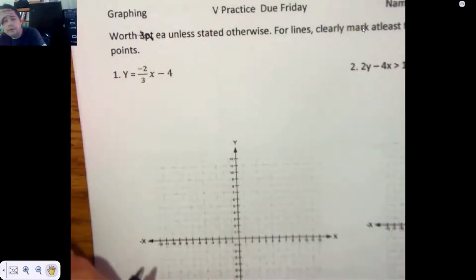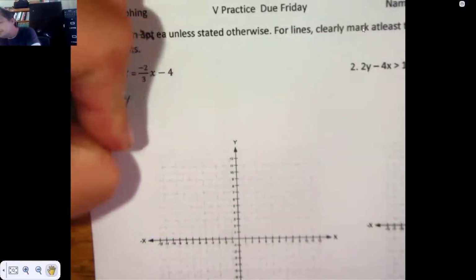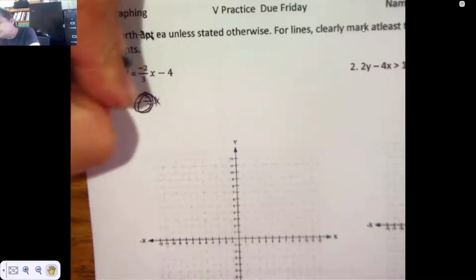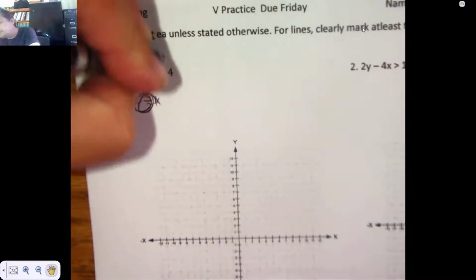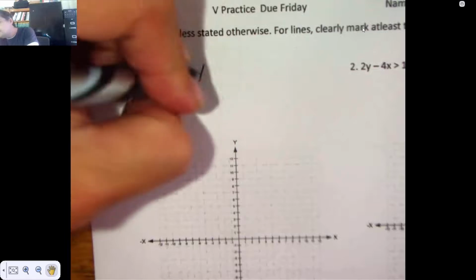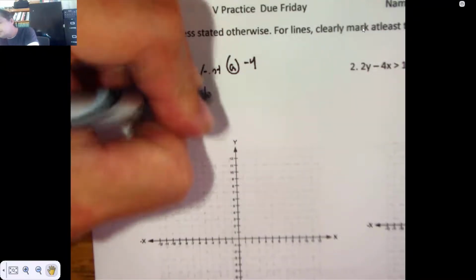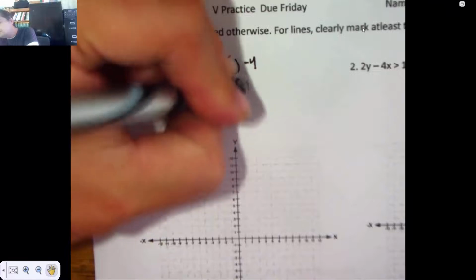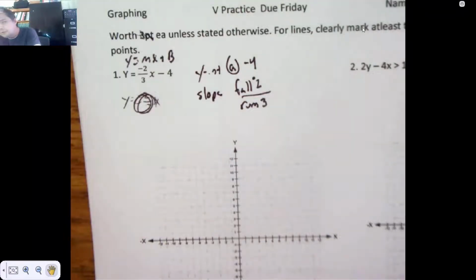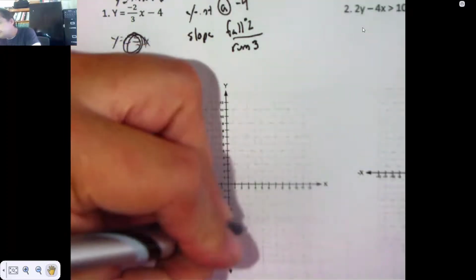Anyway, you're supposed to graph y equals negative 2/3 x minus 4. I know there's still about 5 or 6 of you that are struggling with this. I'm thinking y equals mx plus b. Please don't struggle with that. We have a y-intercept at negative 4, and our slope is to fall 2 and run 3. That's why it's negative. So negative 4, and then I fall 2 and run 3.